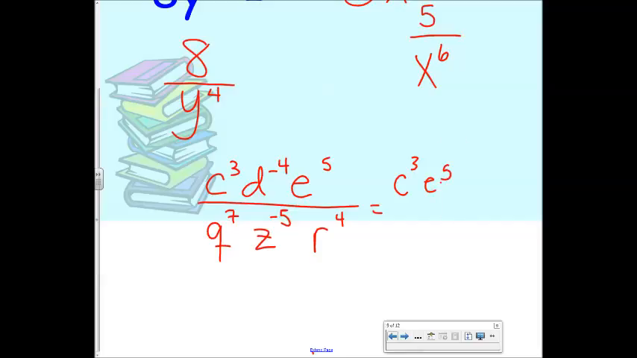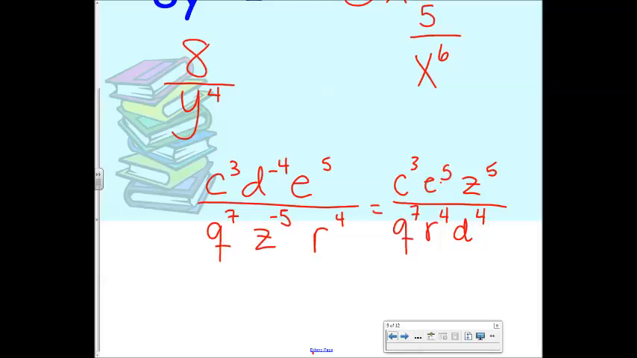Now what happens to the D to the negative 4? Moves to the bottom and becomes what? Good, so it becomes D to the 4th. And then what about the Z? Moves to the top and becomes positive. Okay, so the only stuff that shifts is the stuff with a negative exponent. Everything else stays the same.